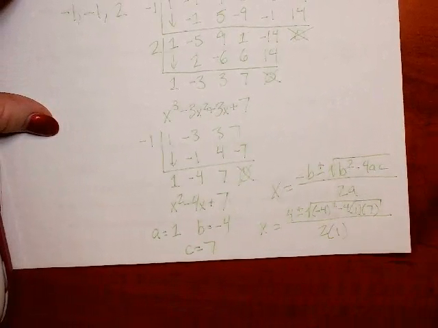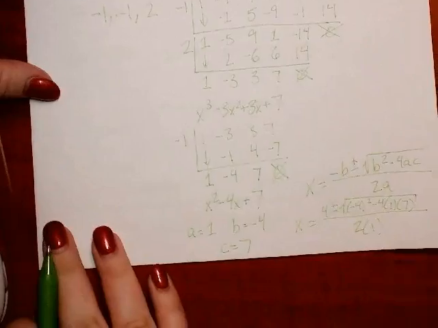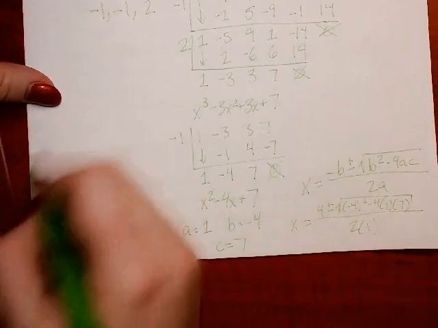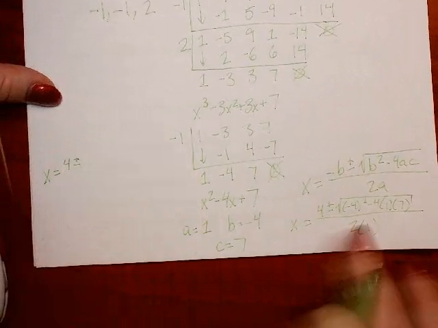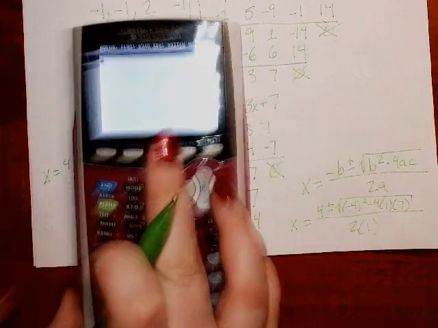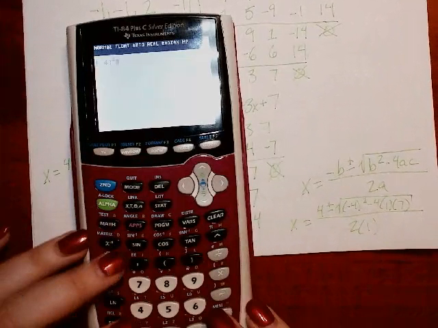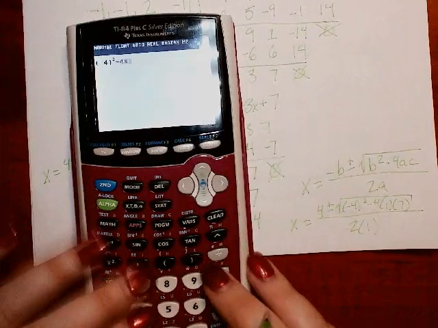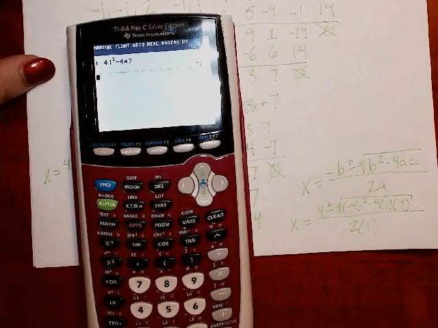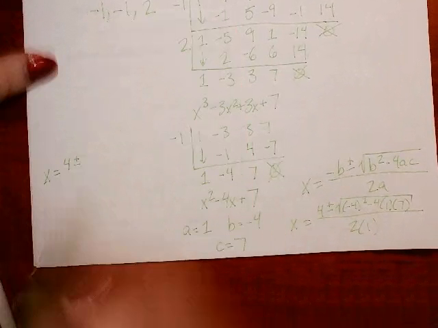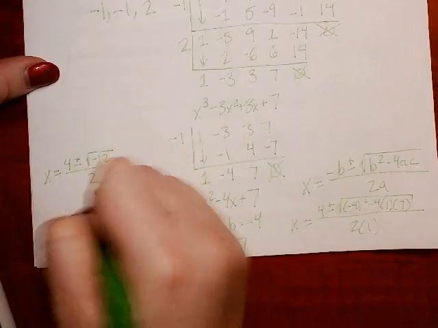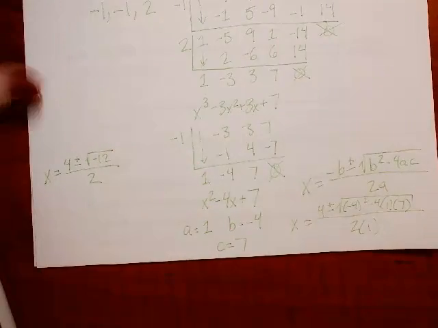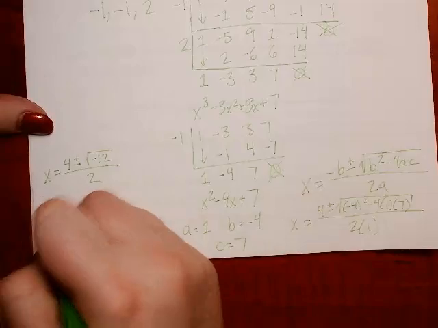So I'm going to bring this over here so that I have more space. Okay, so x equals 4 plus or minus the square root of negative 4 squared minus 4 times 7 times 1, which is the square root of negative 12, all over 2. 2 times 1 is 2. So then 4 plus or minus.